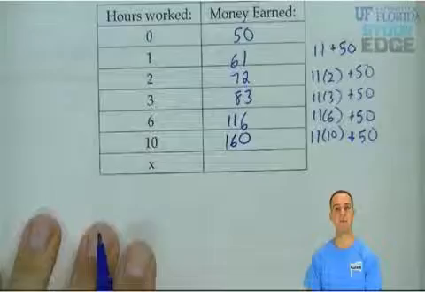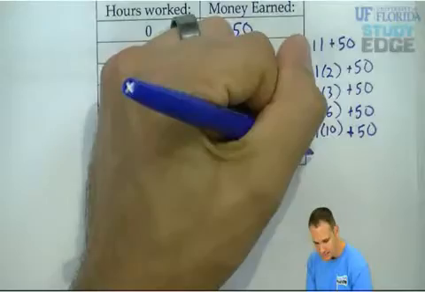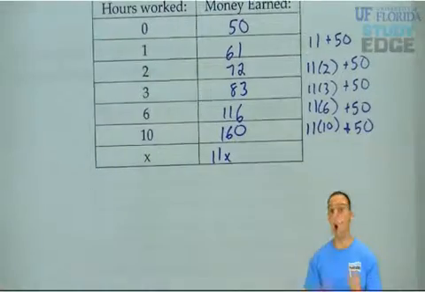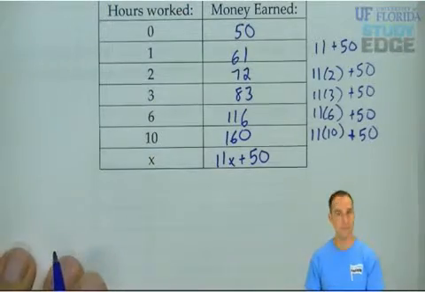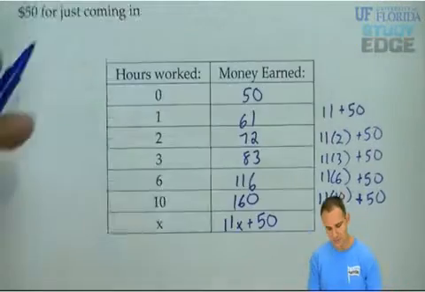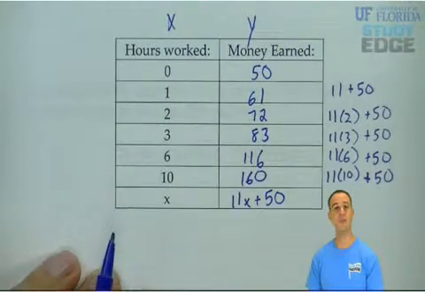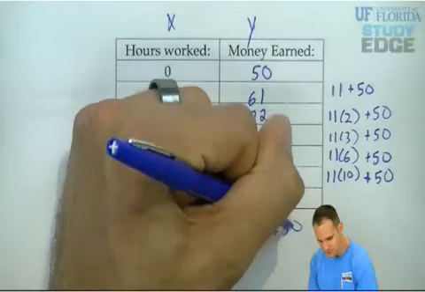So basically, what's the pattern? If I told you I'm going to work this many hours, how would you figure it out? You would say 11 times that many hours, and I got 50 for just coming in. What am I trying to show you? We've got an X and Y chart, everybody. I'm showing you the equation of a line: y equals 11x plus 50.